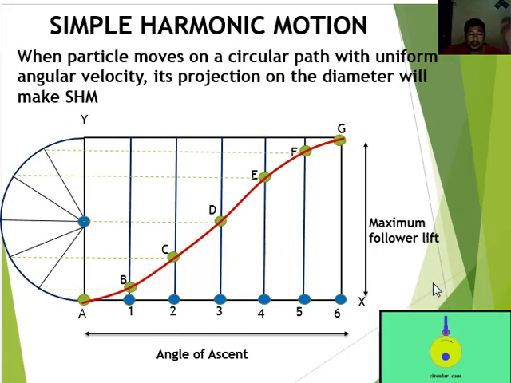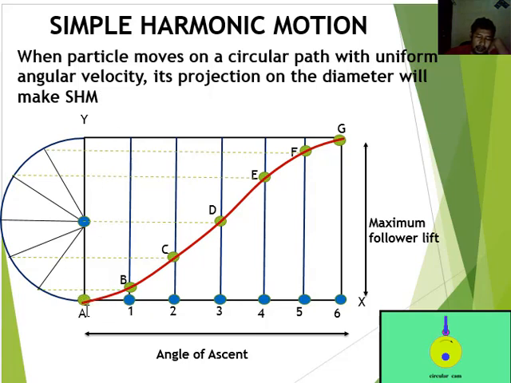Okay, the second motion is simple harmonic motion. This is the definition of simple harmonic motion: when a particle moves on a circular path with uniform angular velocity, its projection on the diameter will make simple harmonic motion.